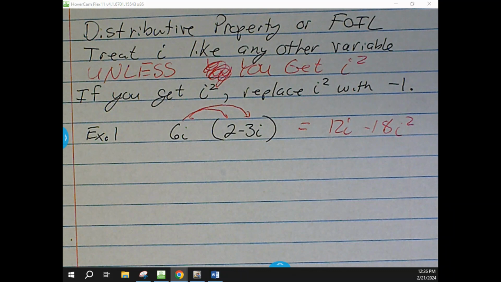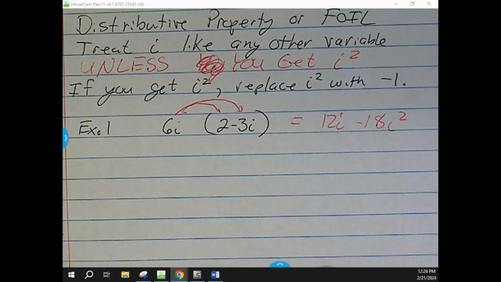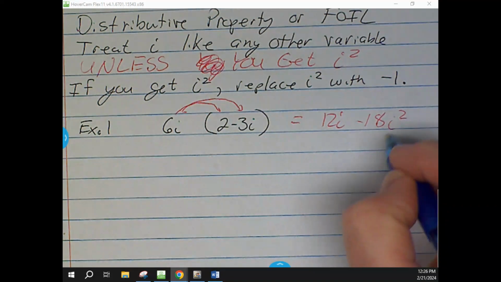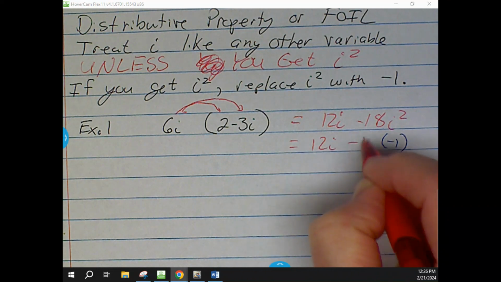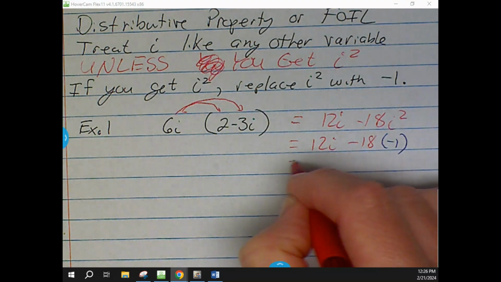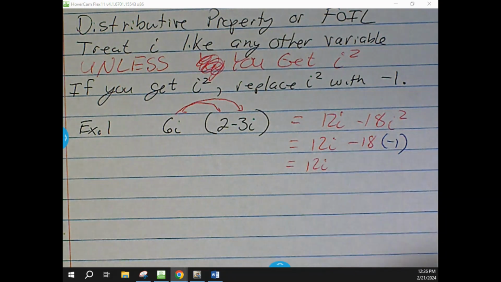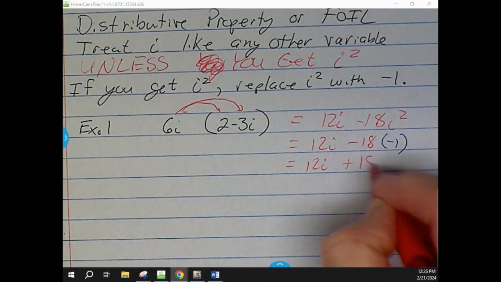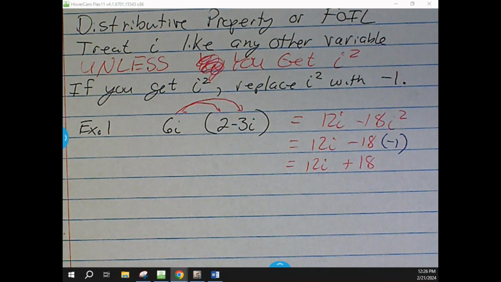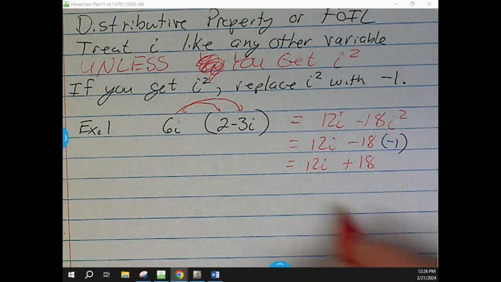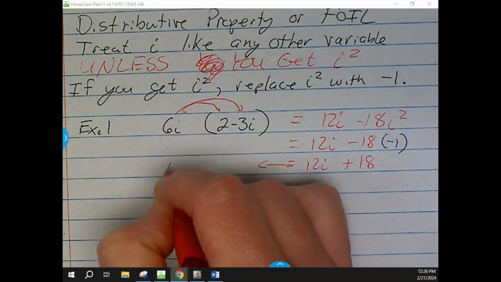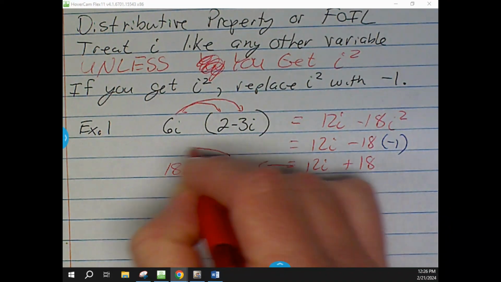So for that one, really just one thing you have to do. Now that we've got the i squared here, you're going to take out i squared and replace it with -1. So it makes it 12i. If you do -18 times -1, that just makes it a positive 18. Okay, and again, that's a good answer, but they're probably going to ask for you to write the answer in a plus bi form. So the answer in a plus bi form would be 18 plus 12i.